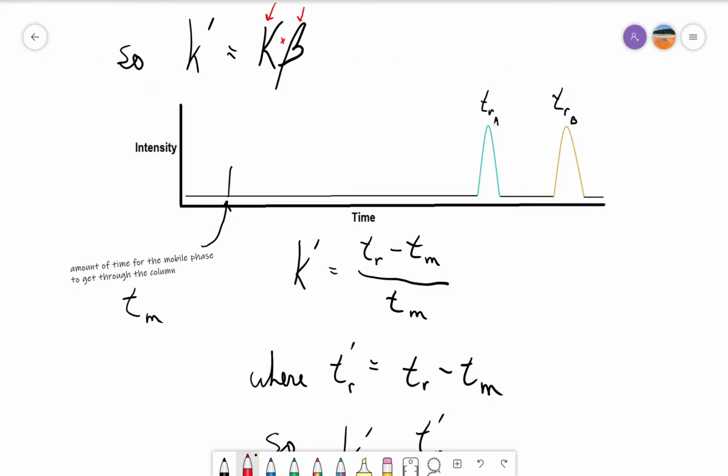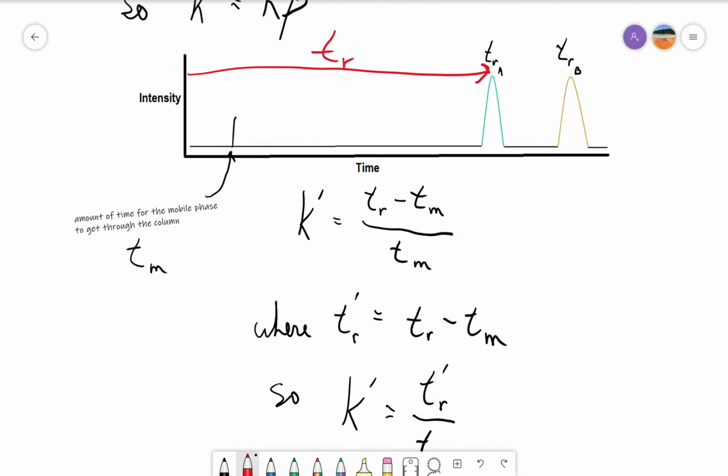As we discussed earlier, the retention time of a compound is directly proportional to its affinity for the stationary phase, as is the partition ratio. So the retention time, the amount of time that it takes for a compound to come off the column, is the same thing or related to the partition ratio. Partition ratio is high when it's attracted to the stationary phase. Retention time is longer when it's attracted to the stationary phase.